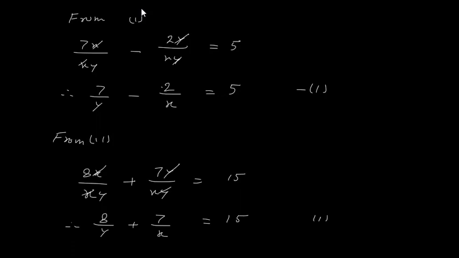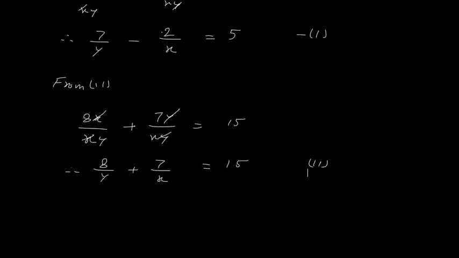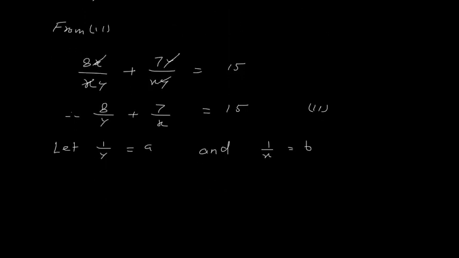Now in these two equations, 1 upon y is coming first. No problem, you can take 1 upon y as a and 1 upon x as b. So here you can consider, let 1 upon y be a and 1 upon x be b. So equation 1 will become 7a minus 2b is equal to 5. This you can consider your third equation.